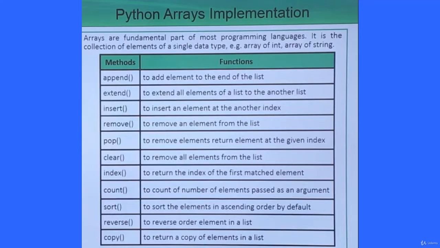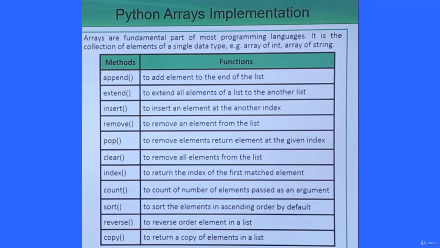So here we have the methods which will be operated on these arrays, and the respective functions and descriptions. Append, to add an element to the end of the list. Extend, to extend all elements of a list to another list. Insert, to insert an element at the given index. Remove, to remove an element from the list. Pop, to remove and return the element at the given index.